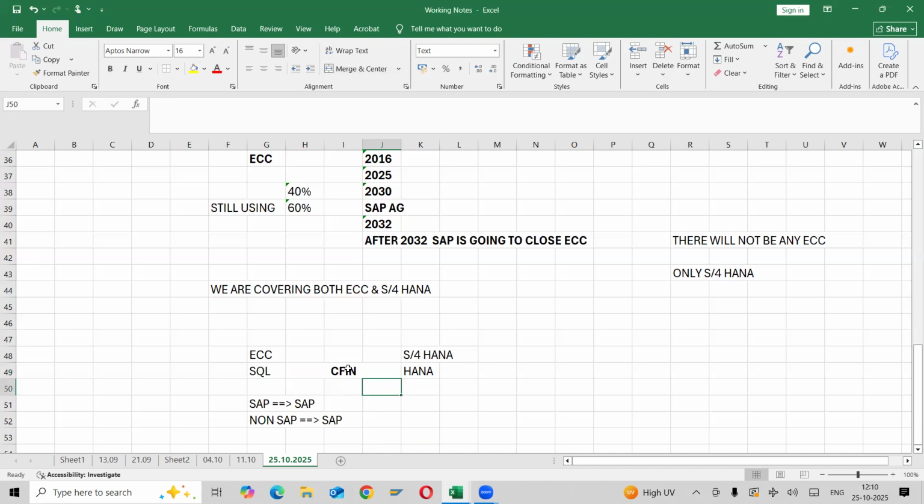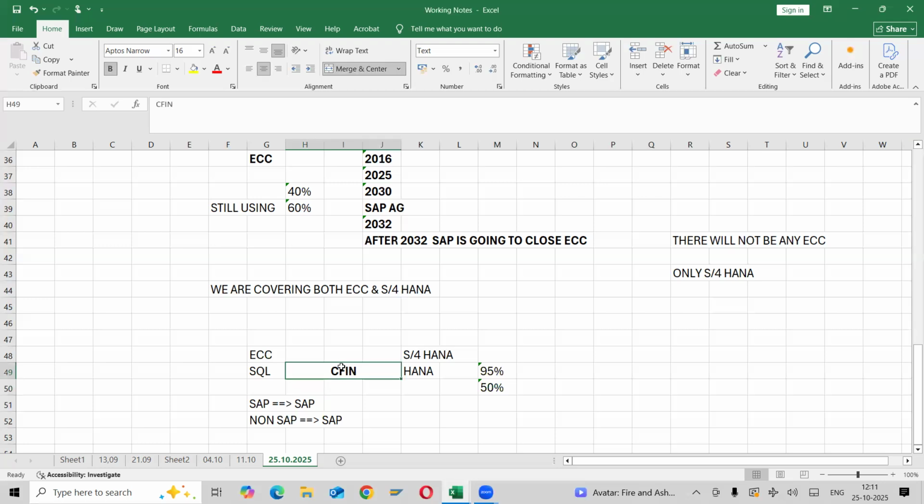What is the advantage with the CFIN data? If we are using third-party migration tools, then there is a scope of hardly 60% or 50% data that can move accurately. Only 50% data. But when we are using CFIN, then 95% accurate data will move from SAP to SAP, non-SAP to SAP. So that is the reason it is becoming a more popular tool.